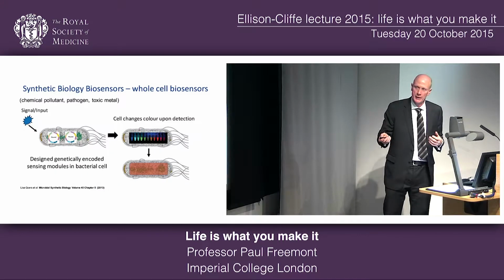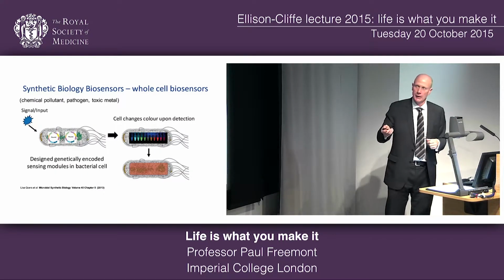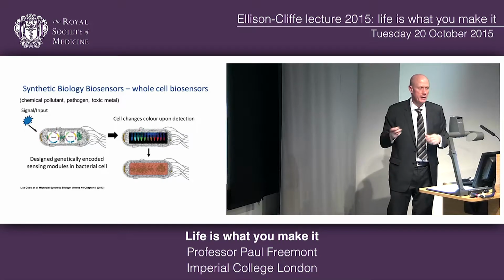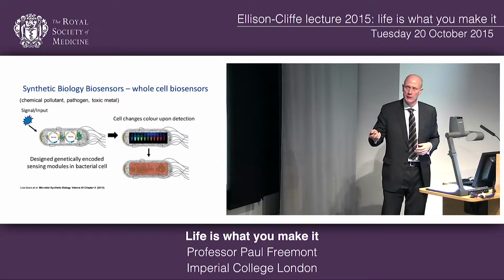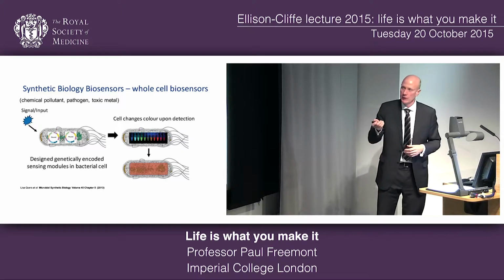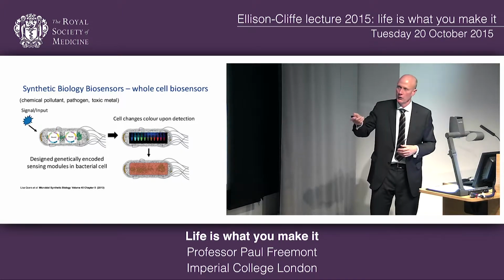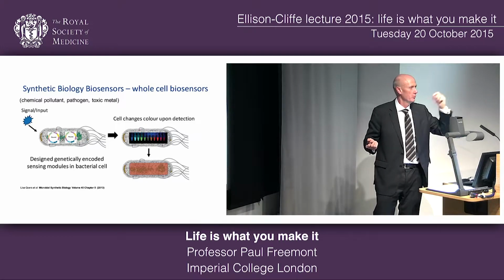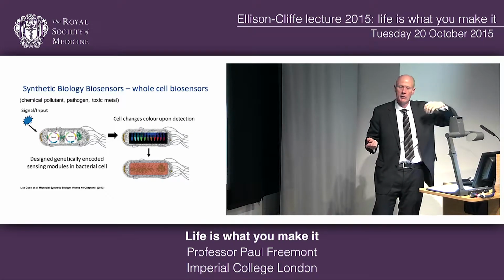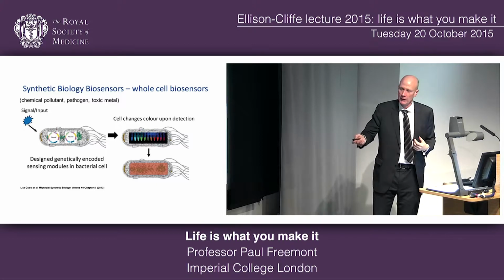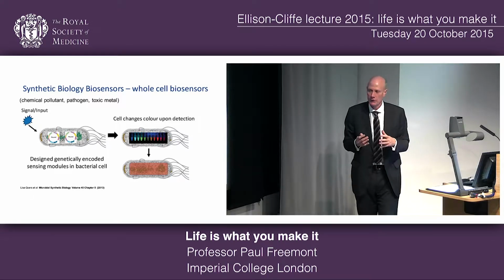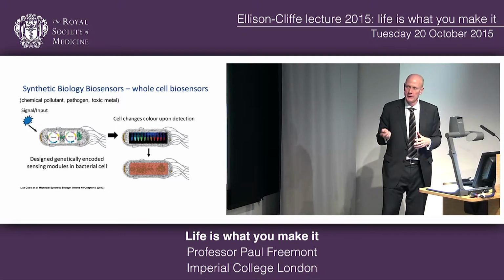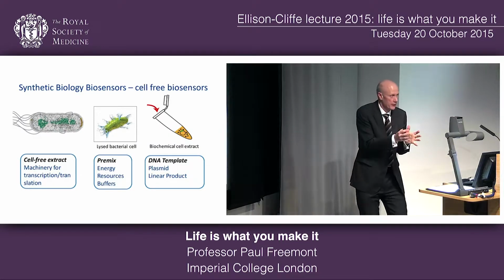It can be a living cell, a whole bacteria. It could detect a signal. You have engineered code into that bacteria, which is running. That code is designed to detect that signal and then trigger a color change. So upon the presence of a pollutant, a pathogen, or some chemical signal, the cell turns red. And this is designed genetically encoded sensing modules in bacterial cells. Now, that's a living cell.